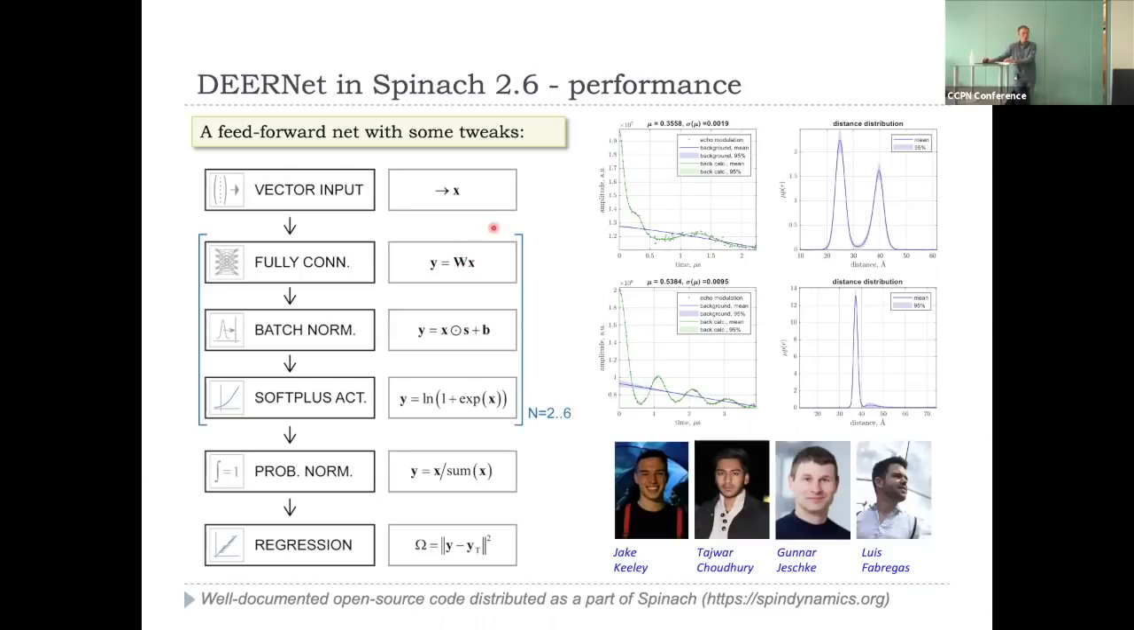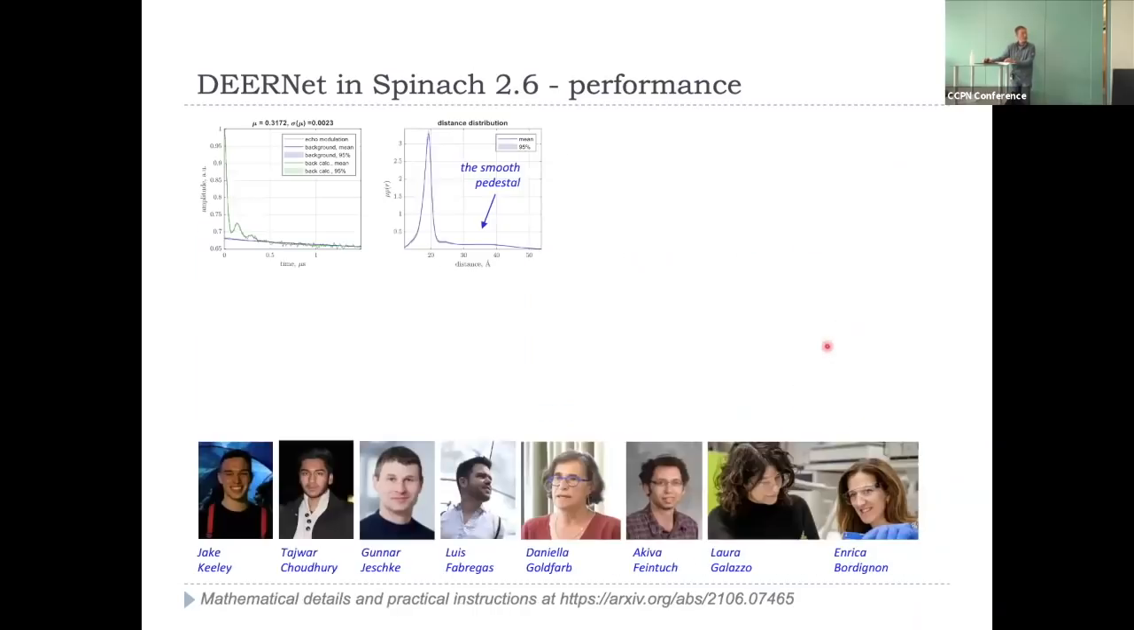And so initially, quite quickly, we realized that this works. Much of the data came from Gunnar Jeschke and from Luis in ETH. And yes, we could reproduce reasonably the experimental data and the known right answers for them. We engaged a few more people, Daniela Goldfarb's group at Weizmann Institute and Enrica Bordignon's group in Ruhr. And look at this. So that is that pedestal that I was talking about at the very beginning. The neural network got it right.